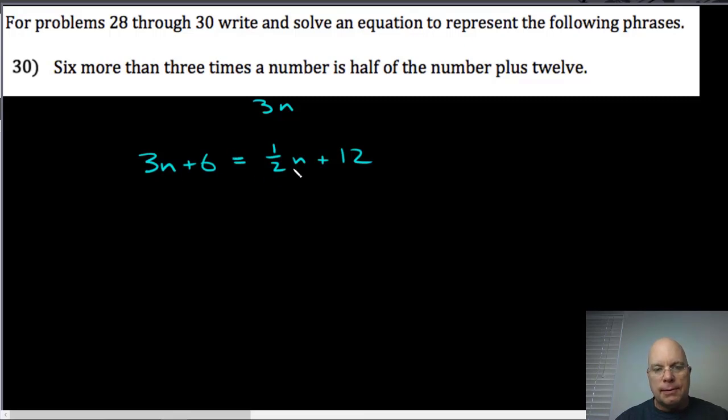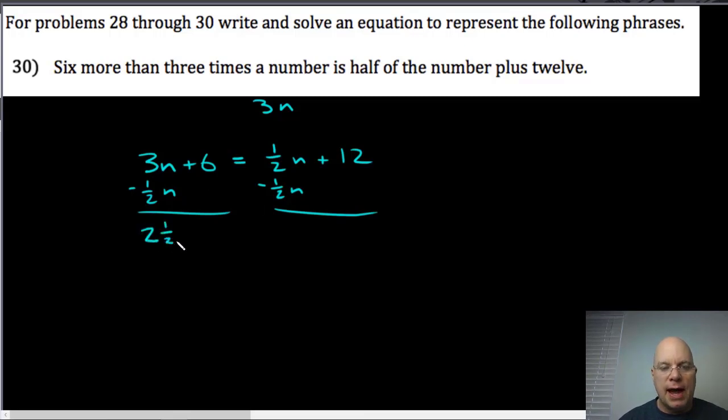I don't really want the variable on both sides of the equation. I have fewer n's here than I have here, so I'm going to subtract this 1/2 n from this side of the equation and subtract 1/2 n from this side of the equation. Property of equality. I can do anything I want as long as I do the same thing on both sides of the equation. 3 minus 1/2 is 2 1/2, so 2 1/2 n plus 6 is now equal to 0 plus 12, which is just 12.